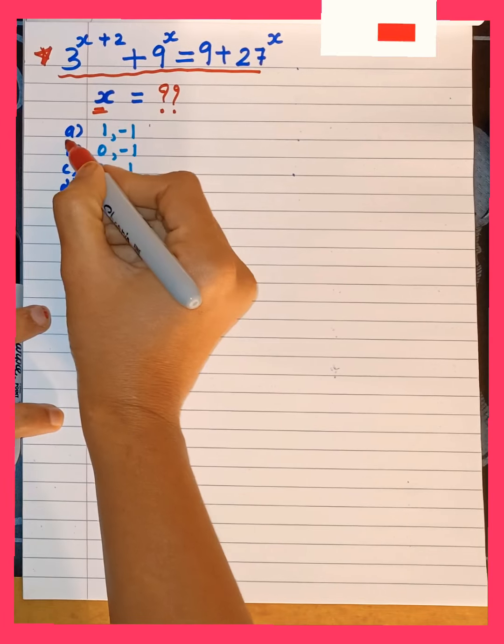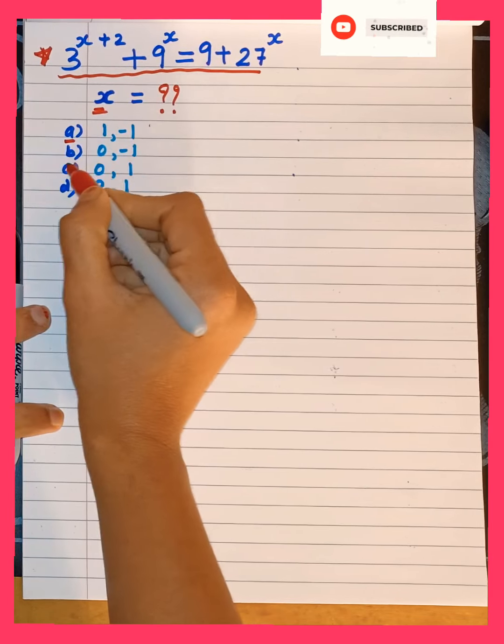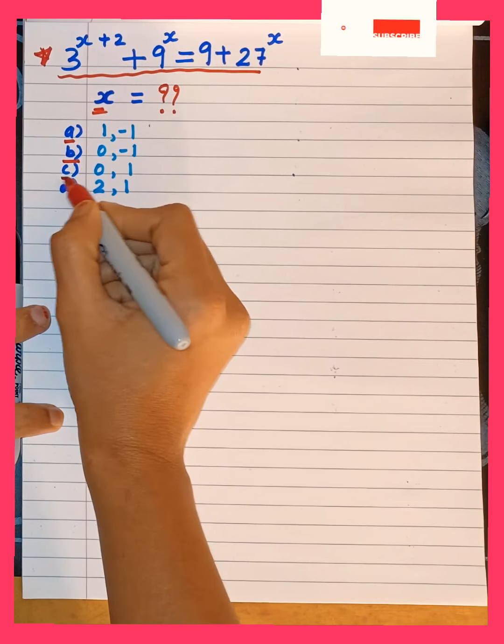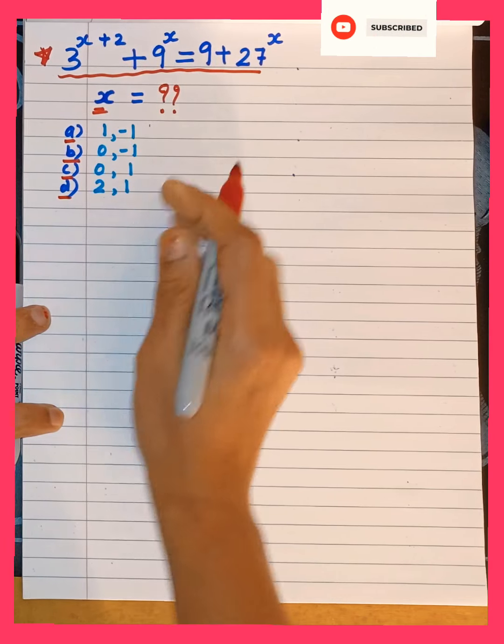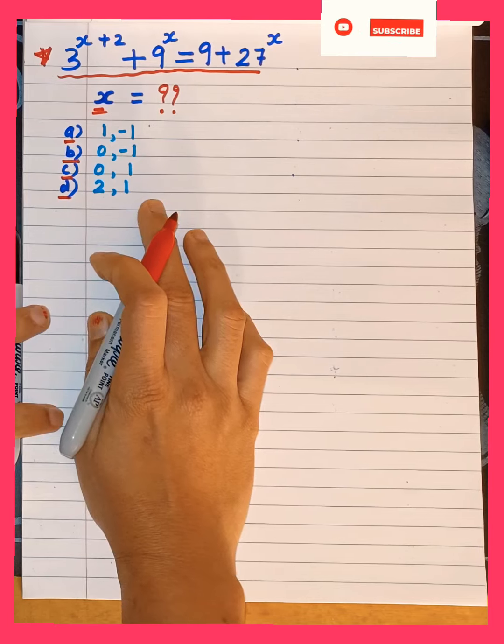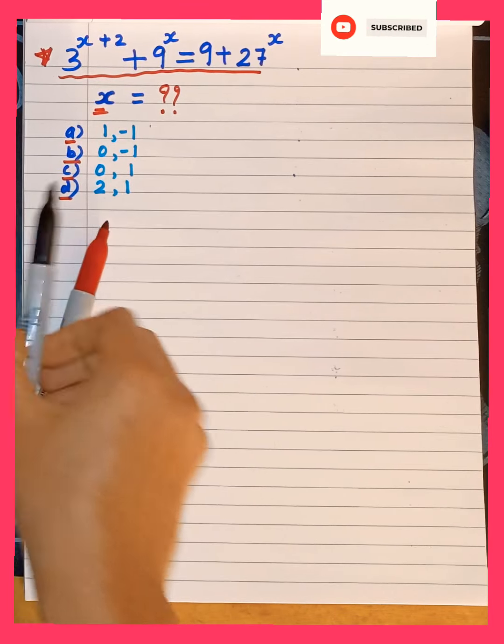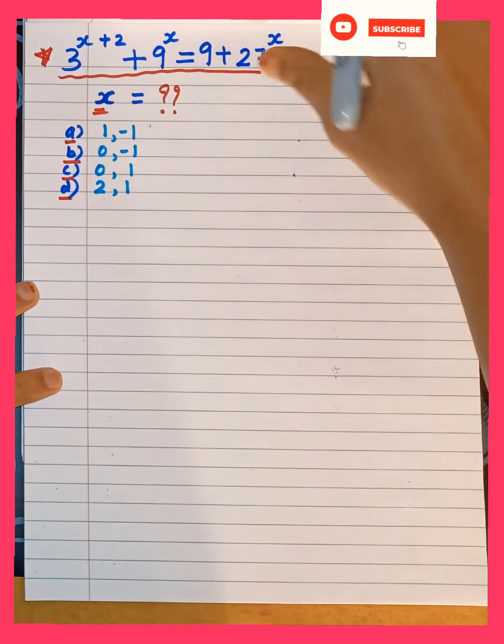So this we have to find out. The options are 1, minus 1, 0, minus 1, 0, 1, 2 and 1. So these are the four options which are given to us. So let's see the solution part. Okay, so moving ahead with the solution part.